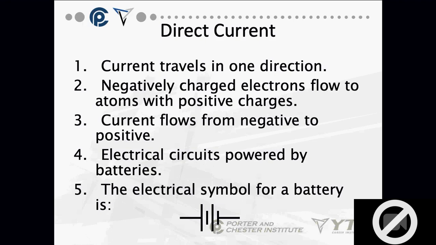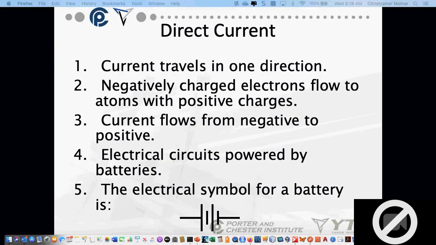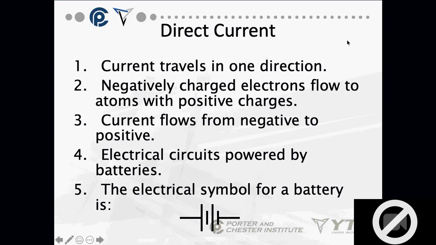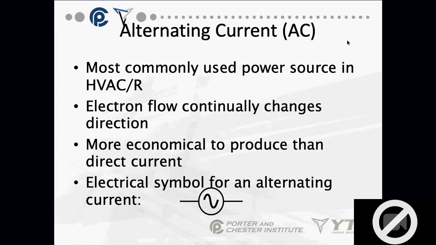Negatively charged electrons flow to atoms with a positive charge. So in a direct current circuit, current flows from negative to positive. These are electrical circuits most often powered by batteries, and they're the electrical circuits in our high-tech electronics, like our computers. That's where we have direct current. Direct current is known as DC.